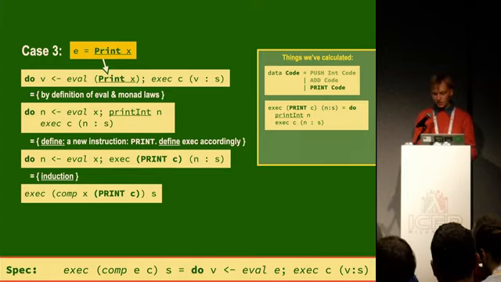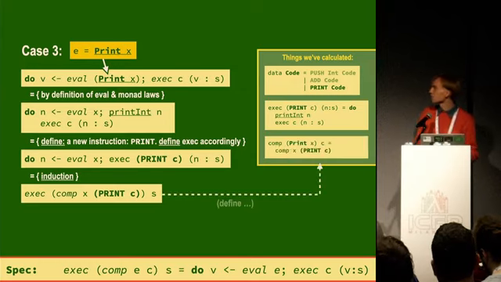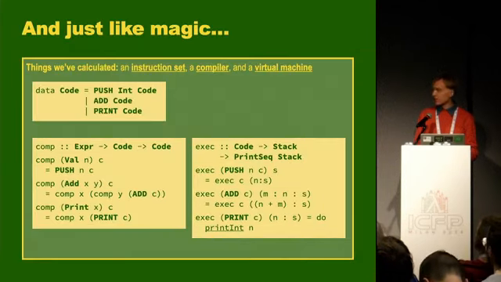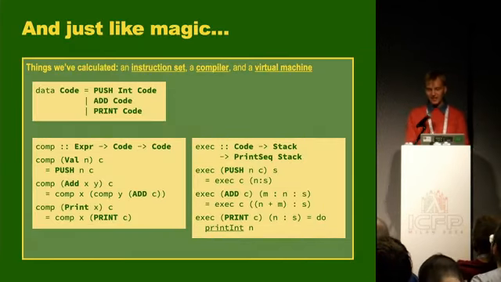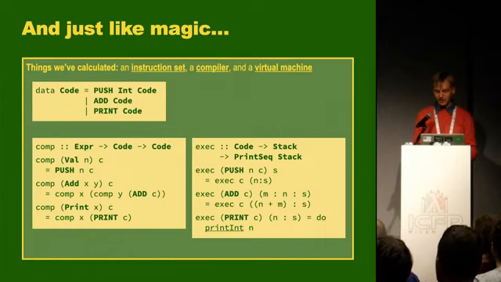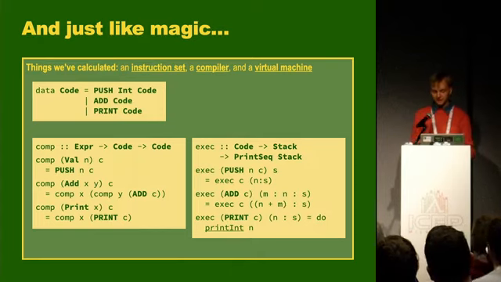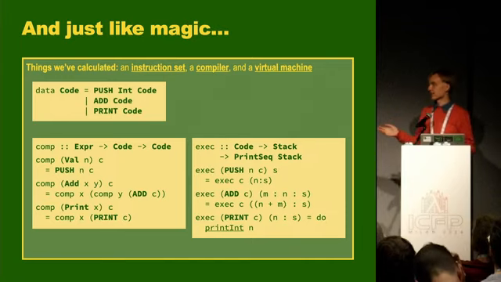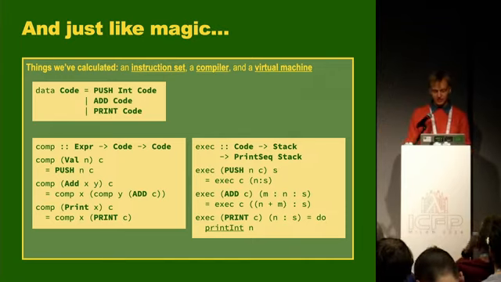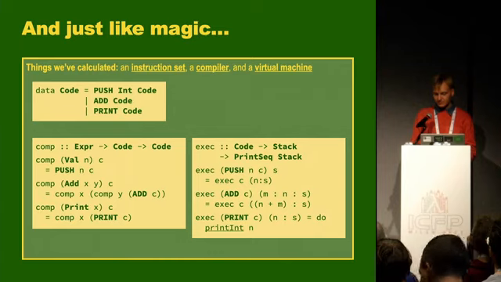And I can now use this to define my new clause for the comp function, right? And just like magic, I now have a fully functioning compiler, a fully functioning virtual machine, and a set of instructions forming my code. And I tell you it's fully functioning because, by construction, these things must satisfy the specification that I've given, which is pretty cool, I think.